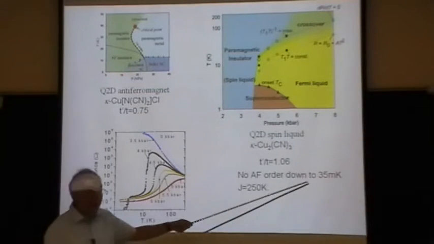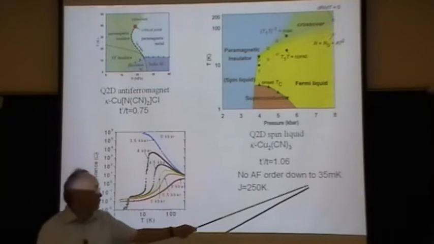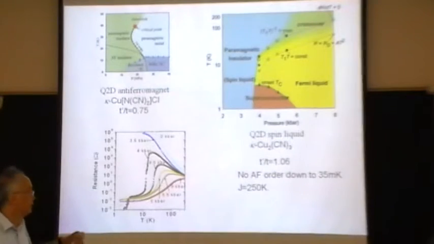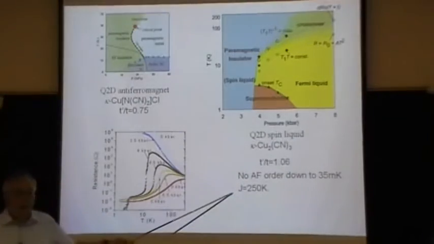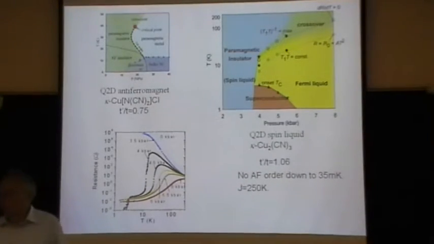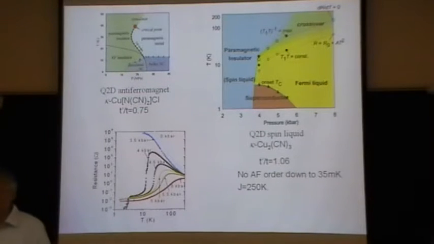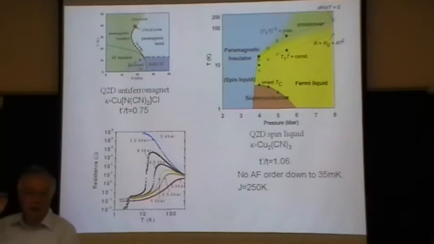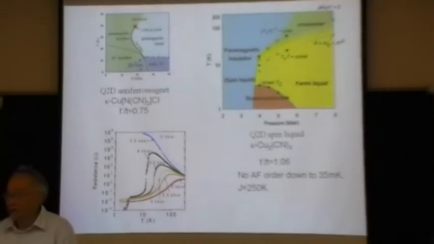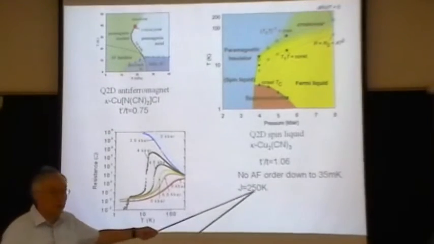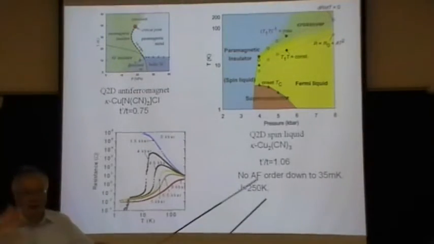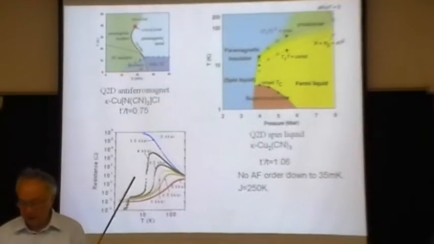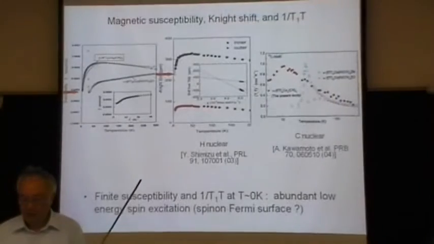People have looked for Néel ordering with NMR, and there's no sign of ordering down to the milli-Kelvin scale. Now, the exchange is believed to be about 250 Kelvin, quite large, again because we're near Mott. Remember, exchange is t squared over U. The closer you are to Mott, the bigger the exchange will be. So 250 Kelvin is like 2,500 degrees for copper. This is a very, very big exchange.